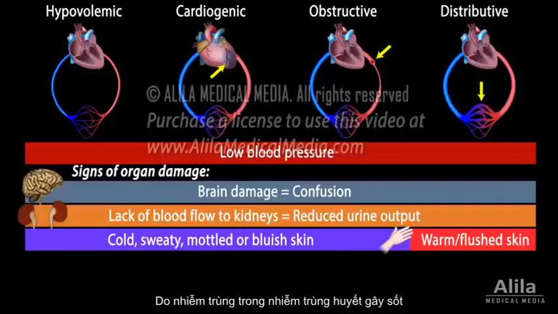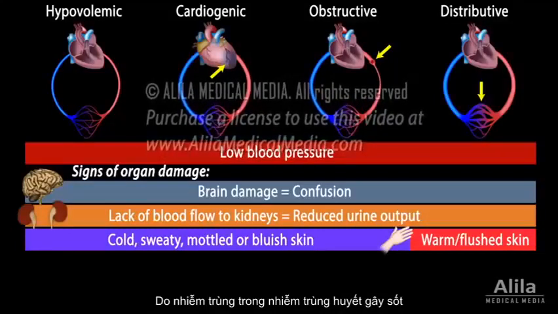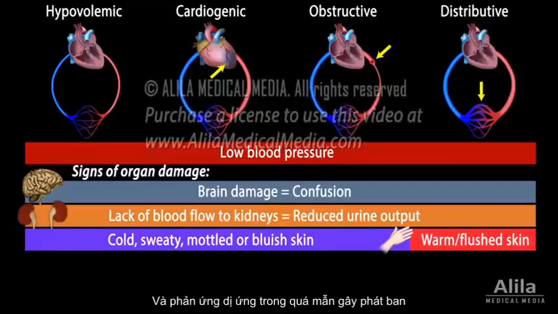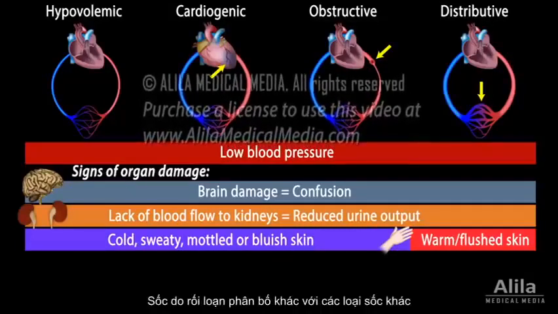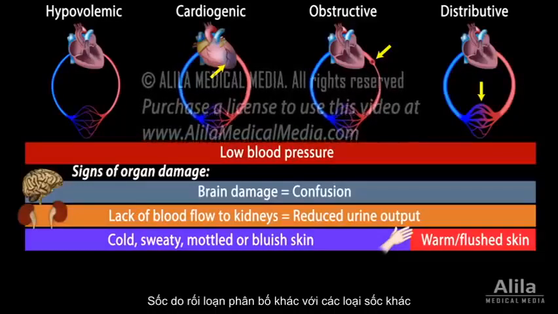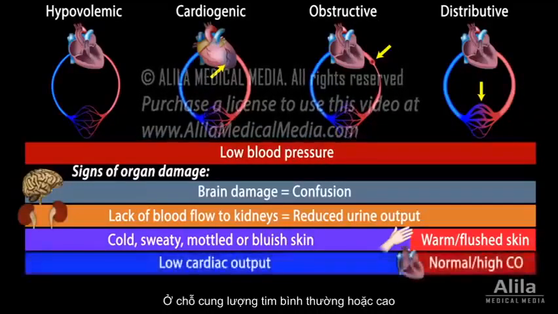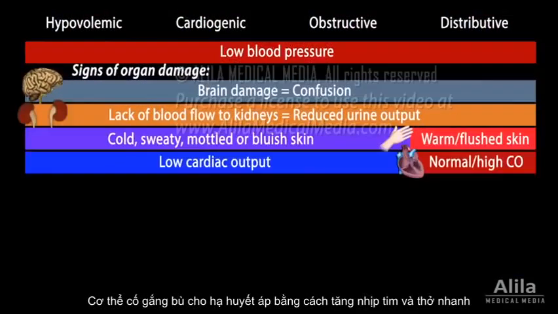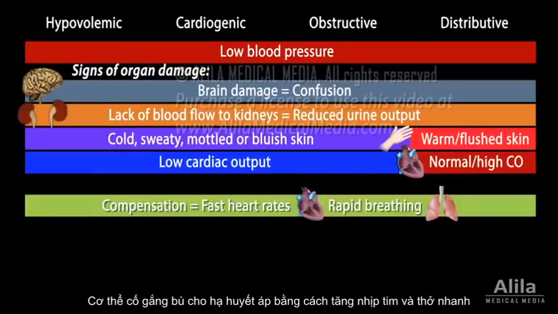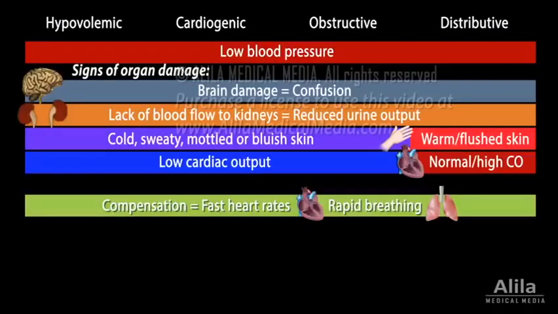This is because the infection in sepsis usually comes with fever, and the allergic reaction in anaphylaxis is accompanied by hives. Distributive shocks may also differ from other types of shock by having, at least initially, normal or high cardiac output. As the body tries to compensate for hypotension, fast heart rates and rapid breathing may be observed.